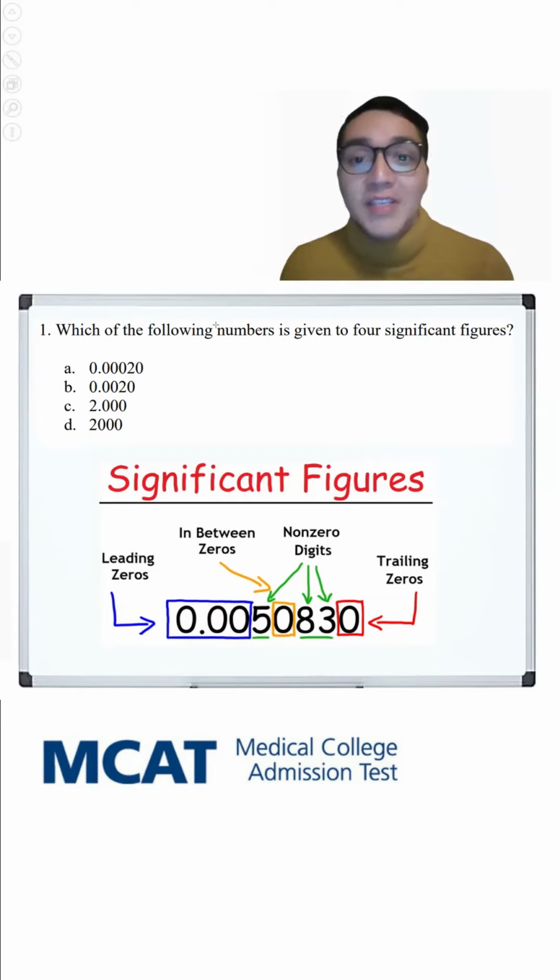This is physics. The topic is translational motion. Number one, which of the following numbers is given to four significant figures?